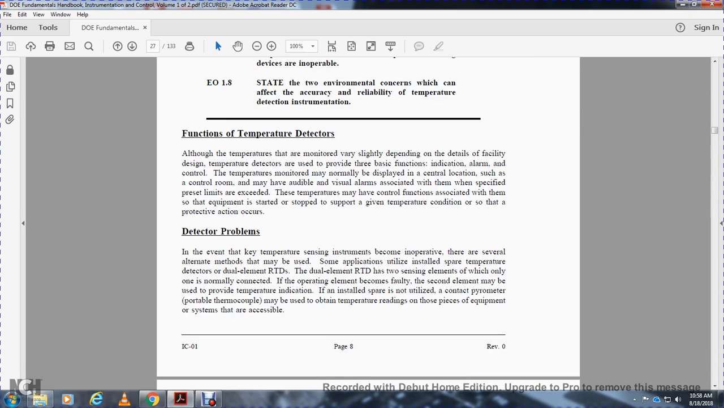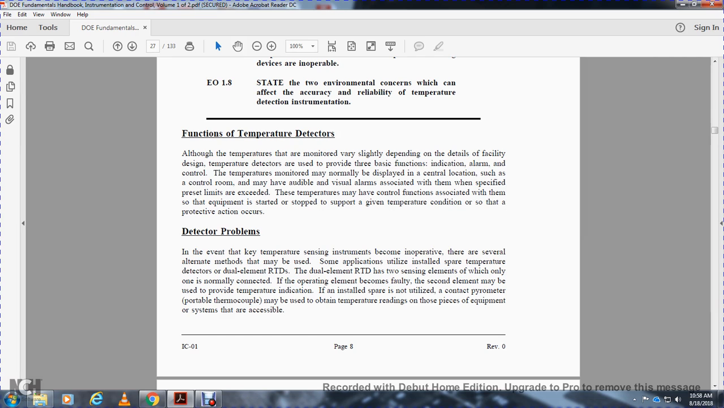Alright, functions of temperature detectors. Although the temperature detectors would vary slightly depending on the facility design, temperature detectors provide three basic functions: indication, alarm, and control. The temperature monitored may normally be displayed at central locations in the control room, and may have audible and visual alarms associated with them, specified with preset limits to be exceeded. These temperatures may have control functions associated with them, such as equipment that serves as support for a given temperature condition, so that protective action occurs.